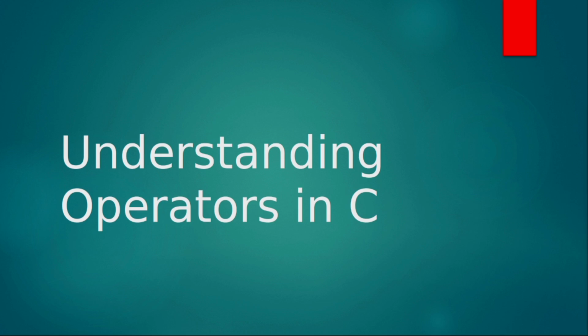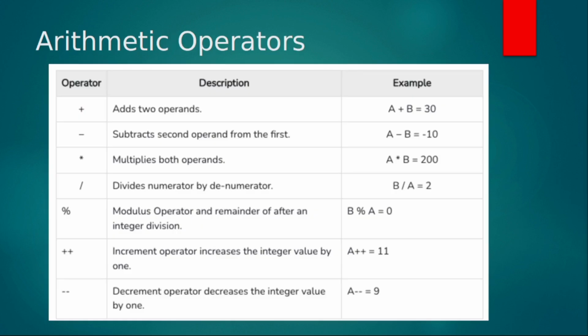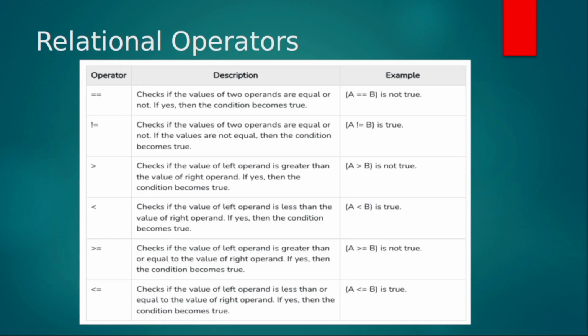Thank you very much. So, as at the last session, we started the topic understanding operators in C. We defined operators, we looked at different classifications of operators, and then we considered arithmetic operators. For better understanding, if you're watching this for the first time, please kindly revert to the previous video. So, today we want to continue, we want to look at relational operators.